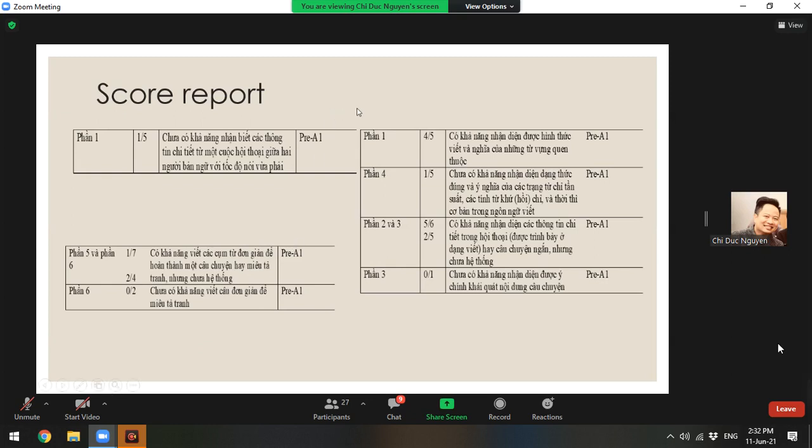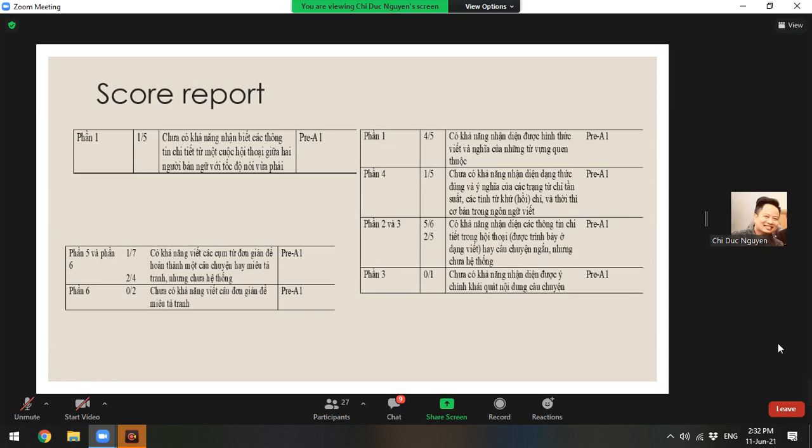Any questions for the first story? Any questions for the first one? Okay, so if you have none, I move on with the second story.